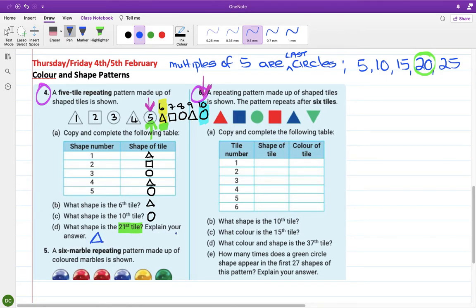And explain your answer. The explanation of my answer is this. Multiples of 5 are the last circles in the pattern. So if 20 is a circle, then 21 is obviously next, which is a triangle. Okay?